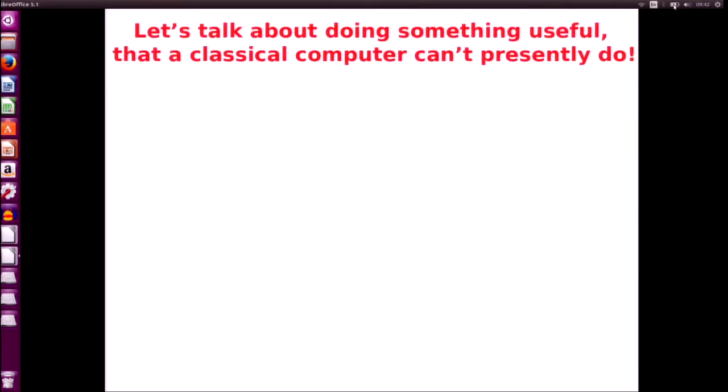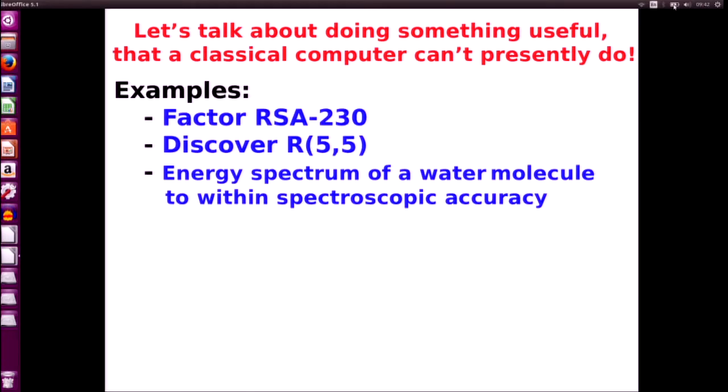So I want to talk about doing something useful that classical computers cannot presently do yet. So for example, factoring RSA 230. The smallest RSA number that's not yet been factored is RSA 230, as far as I know. Last year, I said it was RSA 220, and Elizabeth was in the audience, and she said 5 days ago RSA 220 was factored. So, but this time I double-checked. RSA 220 took 7 years to factor. The previous RSA number factored before that took 5 years. So I hope RSA 230 isn't factored by a classical computer yet.